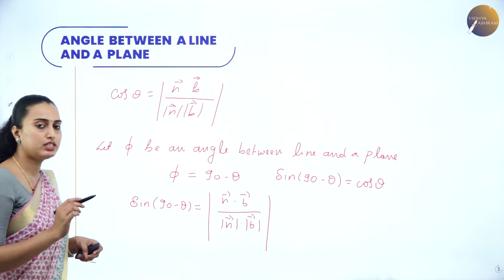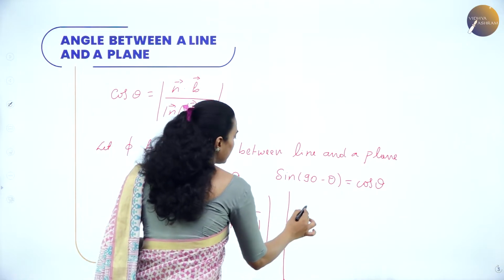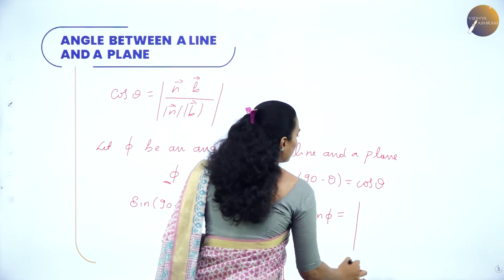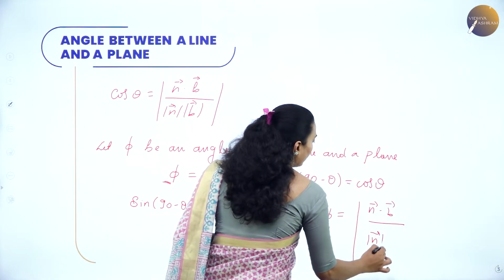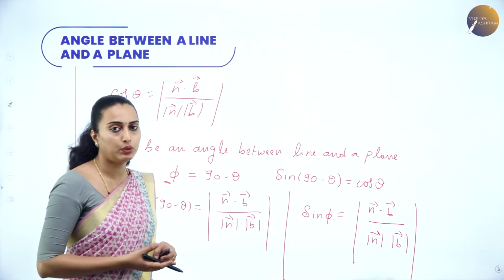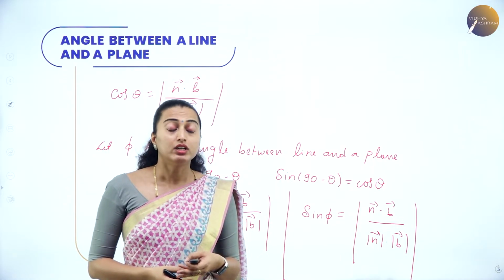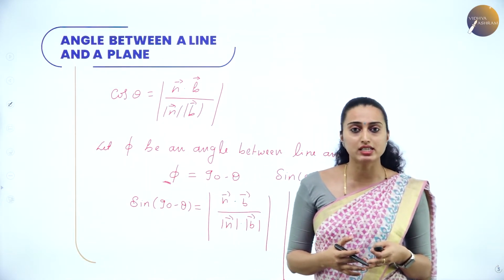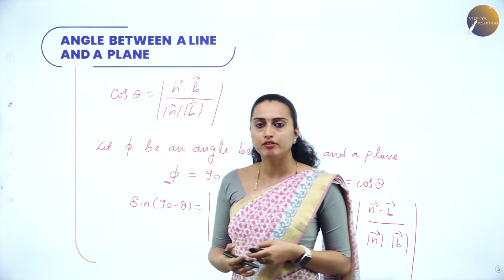Now what is 90 minus theta? We have taken it as phi. So you can write sine phi is equal to magnitude of n vector dot b vector divided by magnitude of n vector into magnitude of b vector. This is the equation for the angle between a line and a plane. Dear students, this is very, very important. Understood? In the last cases we derived for cos theta, and in this case we have derived for sine phi.